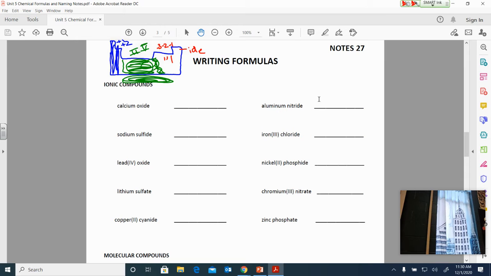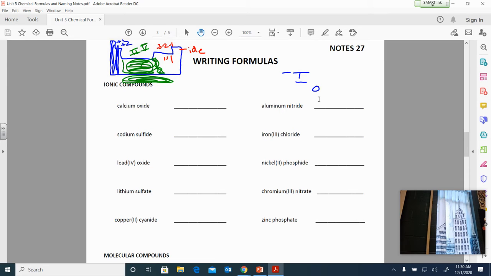So for writing formulas, they've already given you the names. You just have to give me the formulas back, like their symbols and how many of them are there. And it's pretty simple, okay? So again, let me remind you, these are all ionic up here.